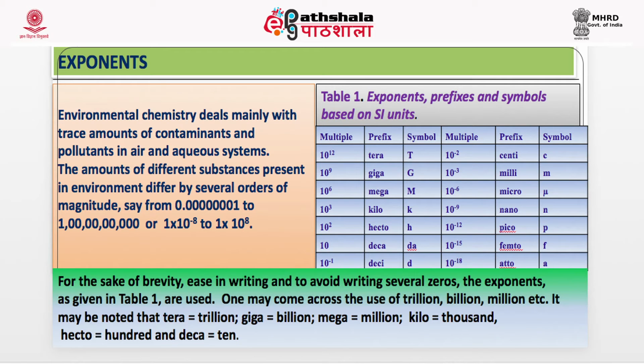Now the smaller units are on this side. 10 to the power minus 2 is centi. 10 to the power minus 3 is milli. 10 to the power minus 6 is micro. The symbol is mu. 10 to the power minus 9 is nano. The symbol is N. 10 to the power minus 12 is pico. The symbol is P. 10 to the power minus 15 is femto. Symbol is F. And 10 to the power minus 18 is atto, A. Normally, in environmental chemistry, we need symbols up to this point only.